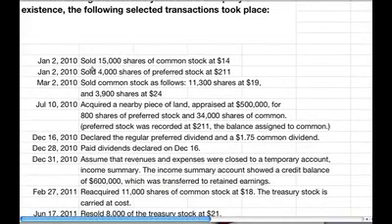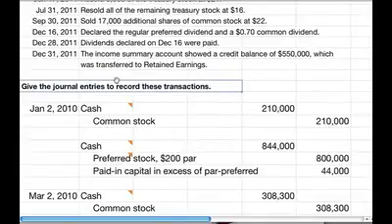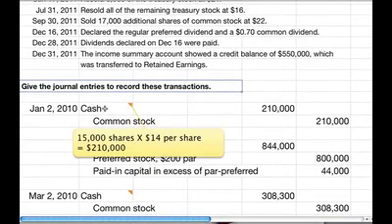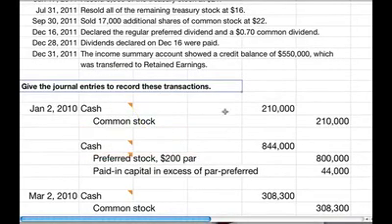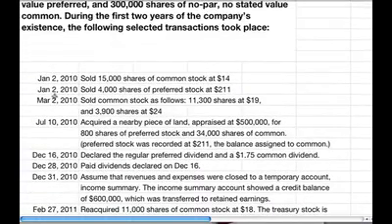So on January 2nd, we sold 15,000 shares of common stock at $14. This is pretty straightforward. It's 15,000 shares times $14 per share. It's 210,000. Debit cash, credit common stock.